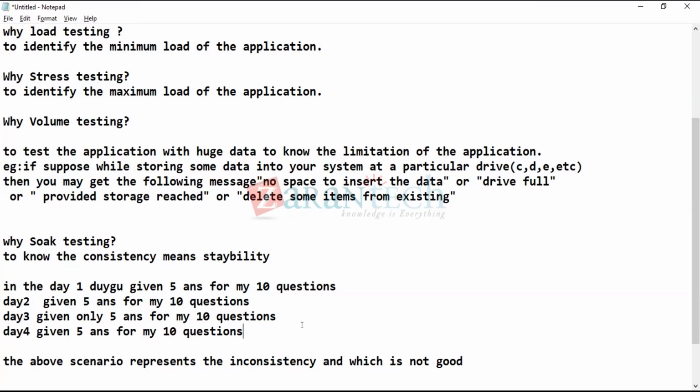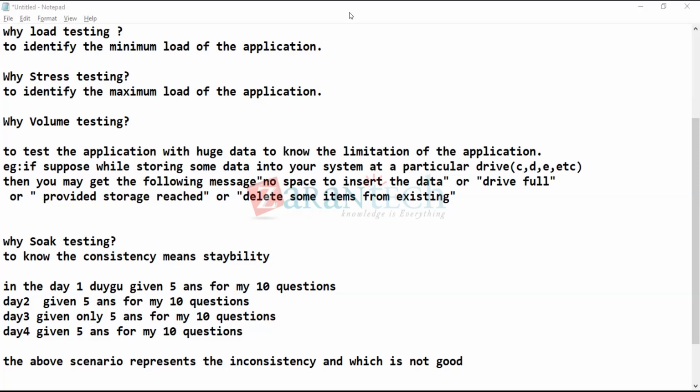You should know what your consistency point is. Does my system support 10 users or 20 or 30? You should know this right before releasing your application. For that you have to execute multiple times, then only you will come to know. That's why I said, what is soak testing? To know the consistency or stability of your application is called soak testing.